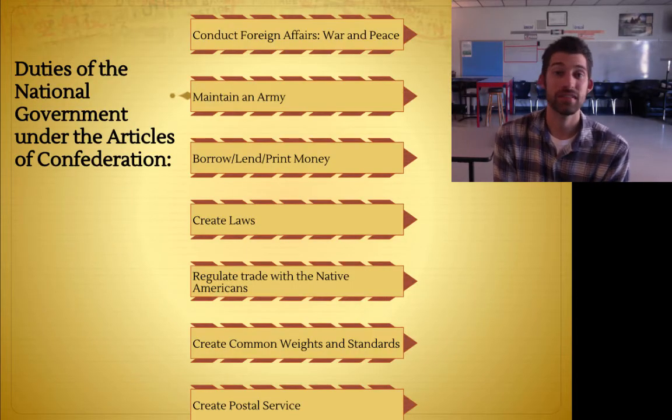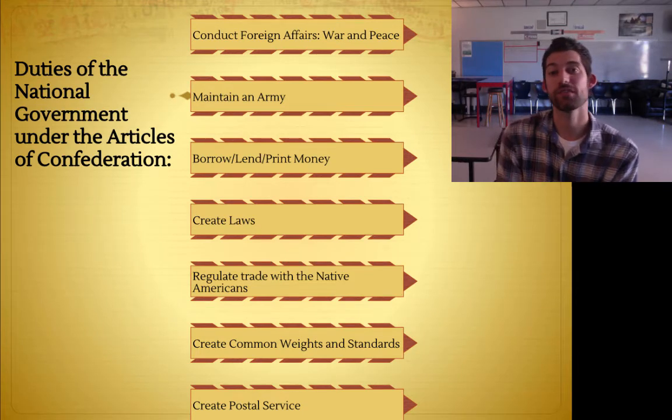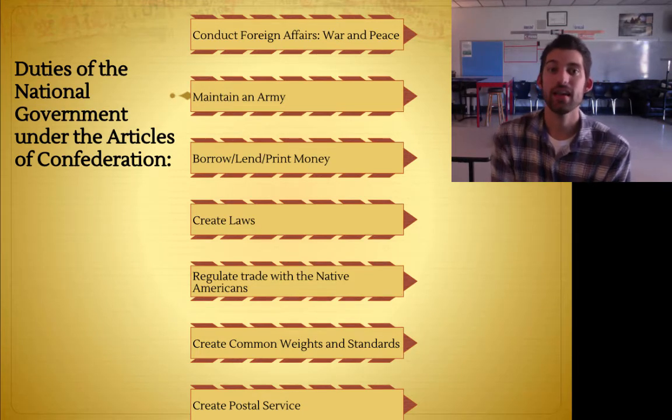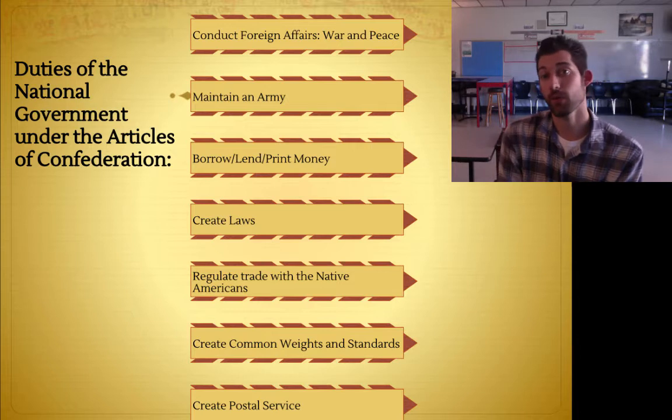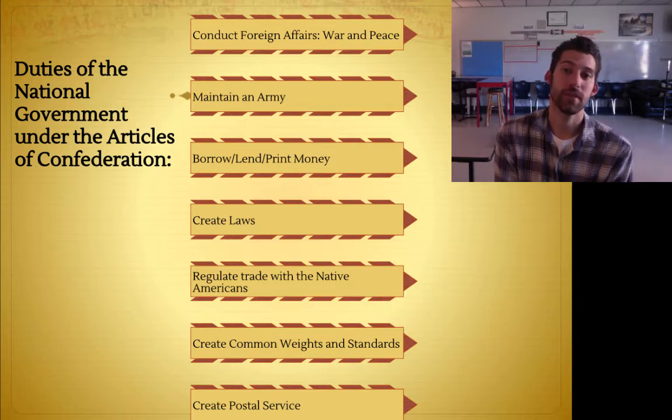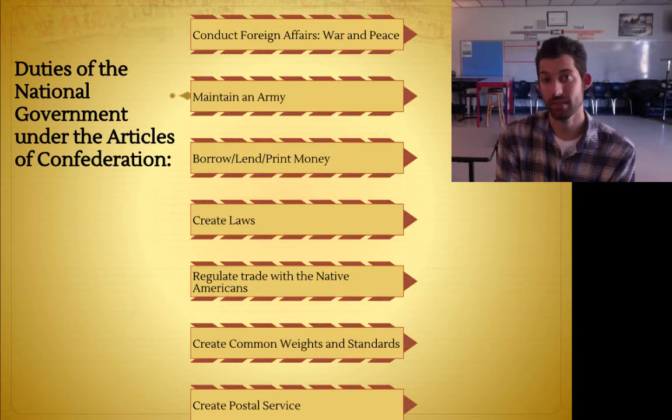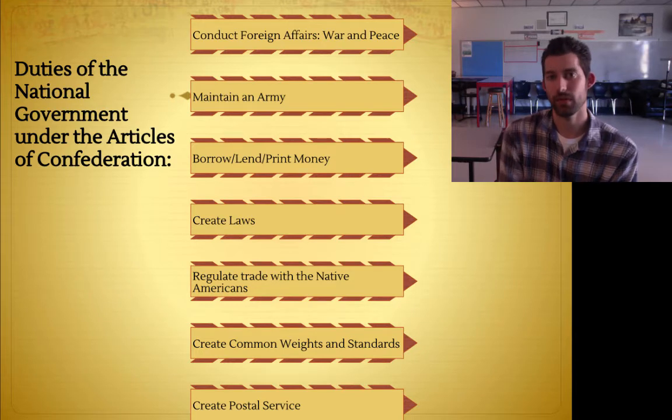Okay, the duties of the national government under the Articles of Confederation are listed on your screen. The first one is to conduct foreign affairs. So if a war breaks out, it is this national government that fights the war. They're the ones that lead the military, and at the end, they're the ones who make peace. And remember, a war does not end until you sign a treaty. So they take care of both of those.